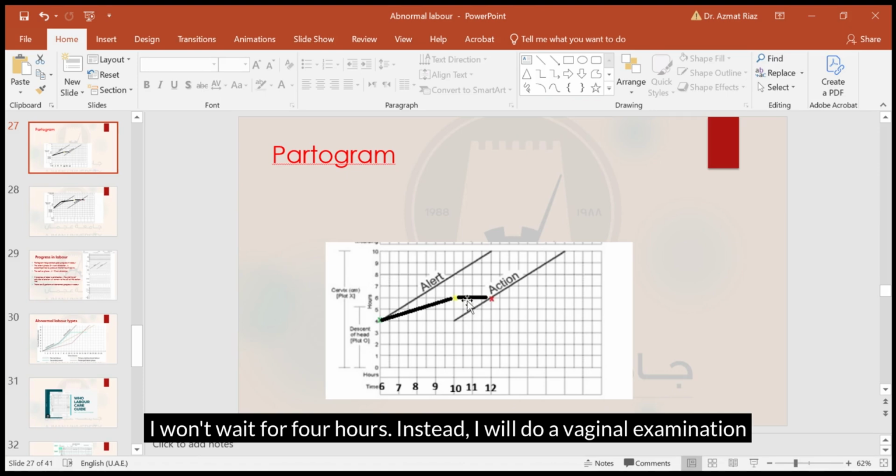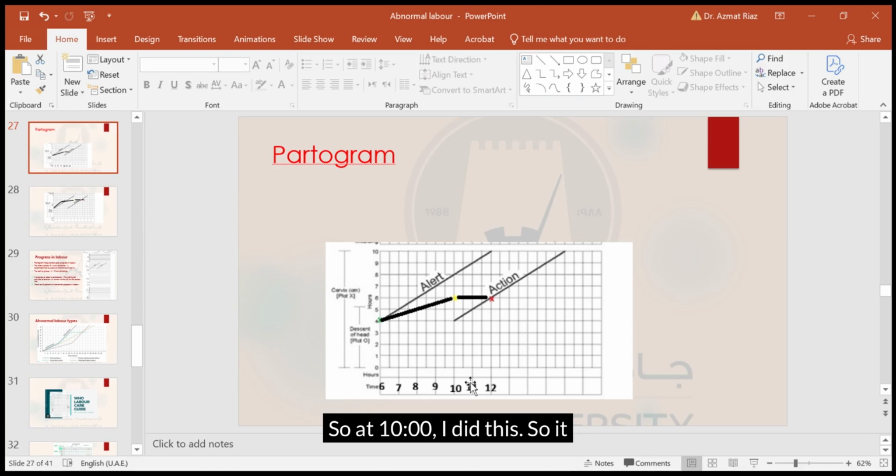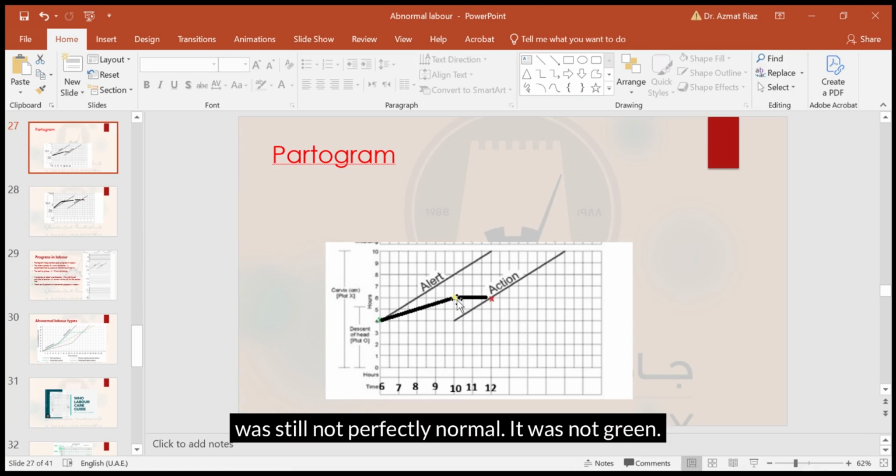So what will I do? I won't wait for 4 hours. Instead, I will do a vaginal examination after 2 hours. So at 10 o'clock, I did this. So it was still not perfectly normal. It was not green. They don't use these green, yellow, amber, or red. This is just for understanding. I have done it. Okay. It will be just a cross here.